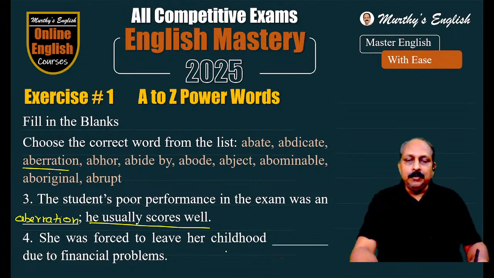She was forced to leave her childhood due to financial problems. Leave what, you ask? Why? Due to financial problems. What is the right word here? This is an easy one in my opinion. Yes, Tripura Sundari. Forced to leave her abode. What is it? Abode. Place of residence. Dwelling. Answer is abode.